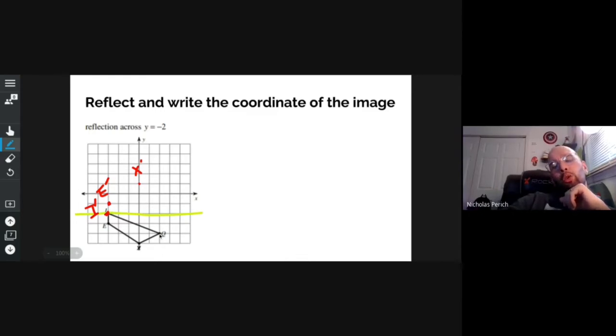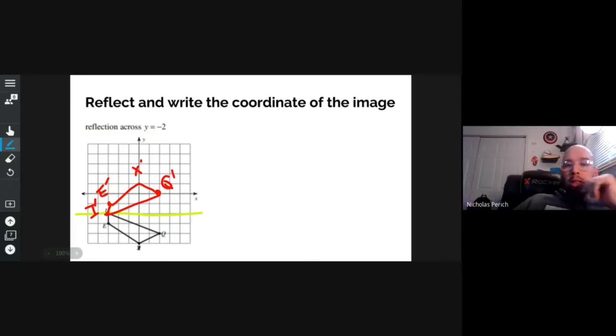Q is 2 units down, 1, 2. Q prime is going to be 1, 2 units up here. That's my Q prime. Oh, wow, Mr. Perich, if you knew how to draw, what we would have is the same exact shape that's just reflected along that yellow line.